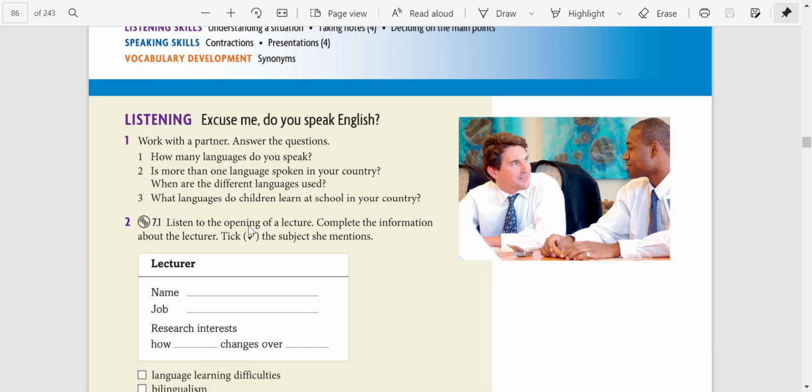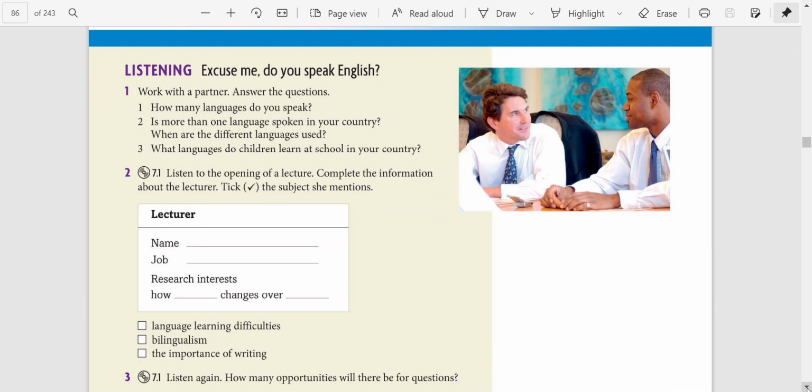More than one language? Of course, in our country we have more than two languages. More than two languages can be used. For example, Arabic, English, and Turkish, for example, in Kirkuk, and also Kurdish. When are the different languages used? Number 3. What language do children learn at school in your country? The children in my country can learn Arabic, Kurdish, and also English. And in some private schools, they can learn Turkish.